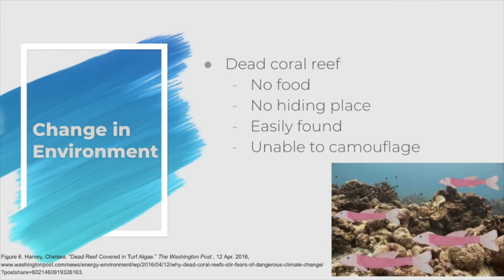So what would happen to the fish is it would have no food, no hiding place, because our fish is pink, so it would easily camouflage on the corals. So if the coral reefs died, it would have no food, no hiding place. It would be easily found, and it would be completely unable to camouflage, which will leave the fish less chances of survival.